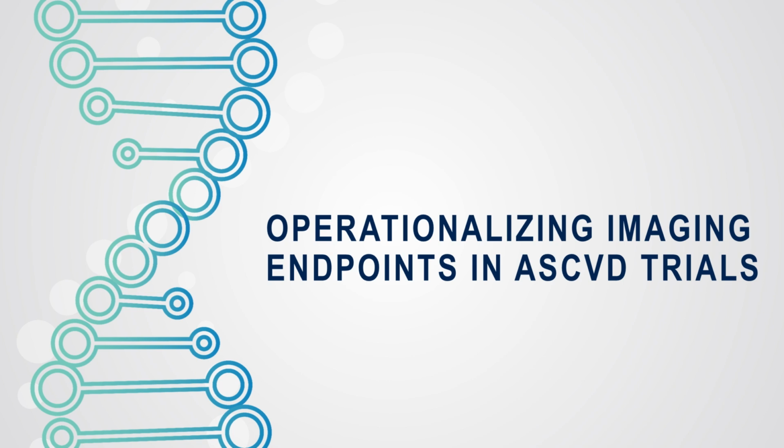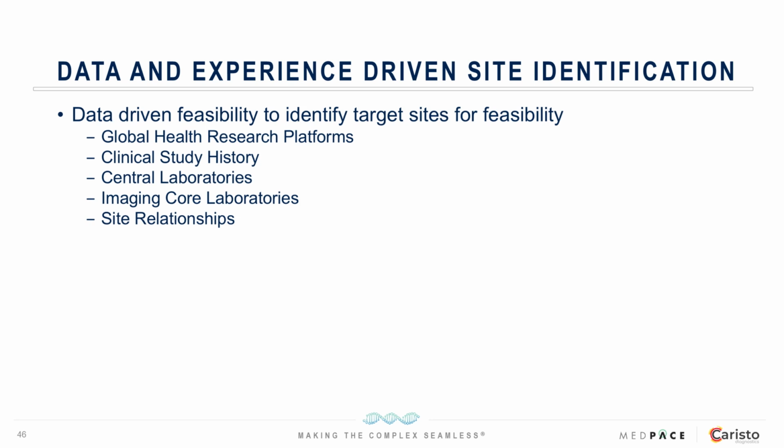Okay, I will now move on to discuss some operational considerations for clinical trials involving cardiovascular imaging endpoints. First and foremost, it is essential to select the best sites for the success of any clinical trial. Identifying sites to initially contact for feasibility should be data-driven and experience refined to support your feasibility assessment. Data sources may include global health research platforms, clinical study history data, imaging core lab data, central lab data relative to key inclusion-exclusion criteria, and established site network data.